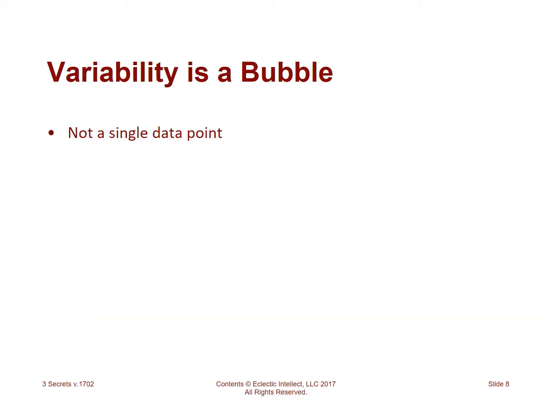Moving forward, variability is best thought of as a bubble. Instead of being a single hard data point, this is a cloud in which a solution can appear. And the size of that cloud gets larger with the number of variables that are at play.